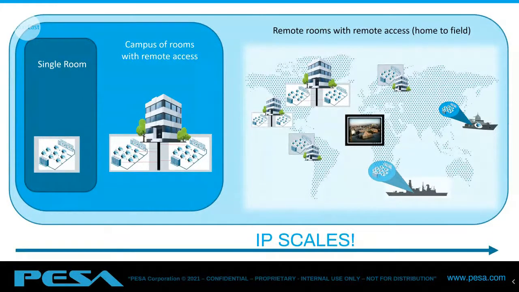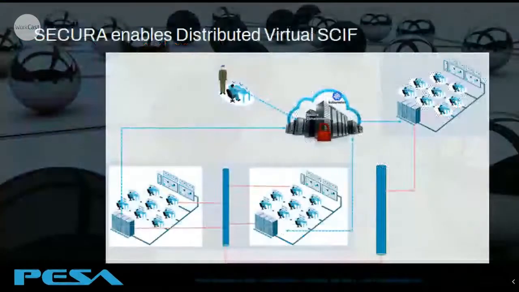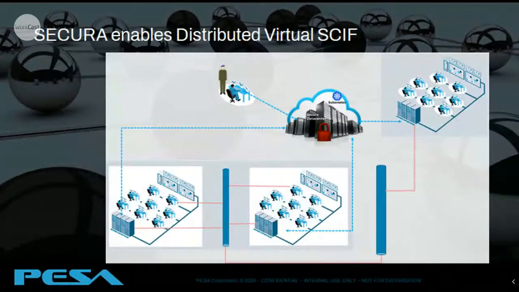There's all sorts of pieces and parts to this as IP scales. As it scales, the idea of virtual SCIFs comes to mind. A SCIF is a sensitive compartmentalized information facility. These SCIFs are dictated and usually connected by the military, not by a third-party vendor like myself, but they'll need a method to encrypt their communications backwards and forwards. And that's kind of the idea behind that.